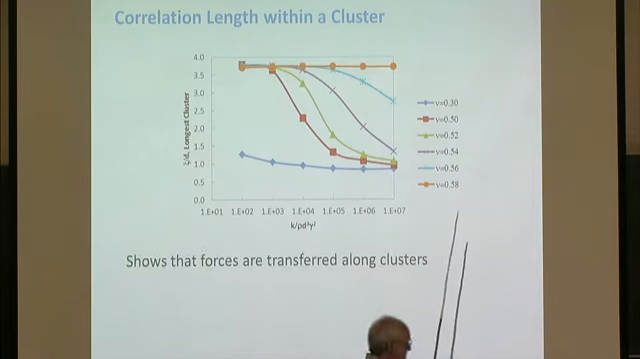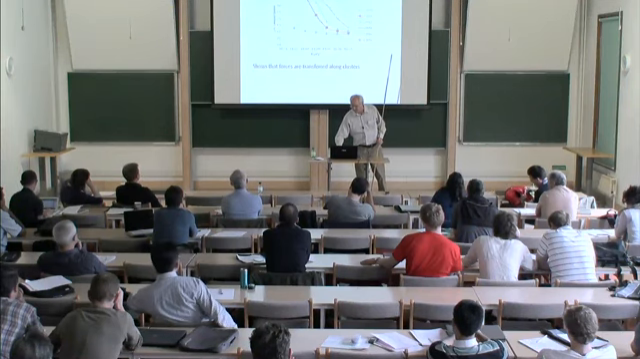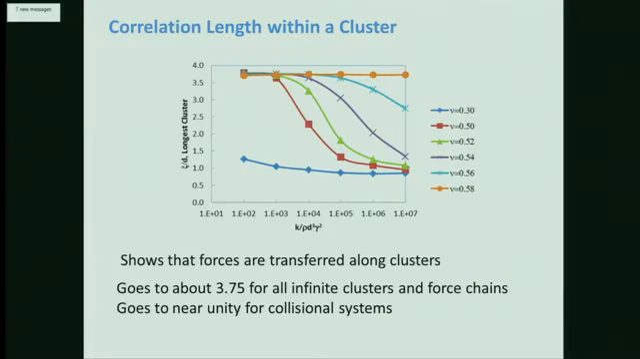So this demonstrates that indeed forces are transferred along clusters. And as I just said, it goes to 3.75 for infinite clusters and near unity for collisional. The other interesting thing is Lois et al. thought that their measurement was related to cluster size. There's obviously no relation here to cluster size at all.